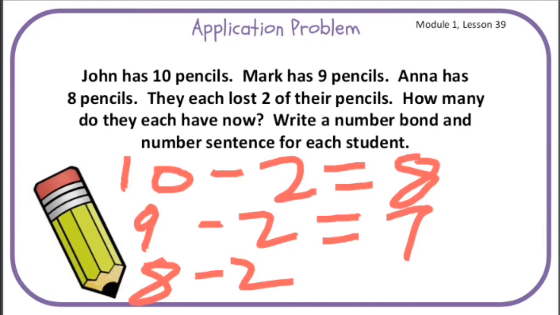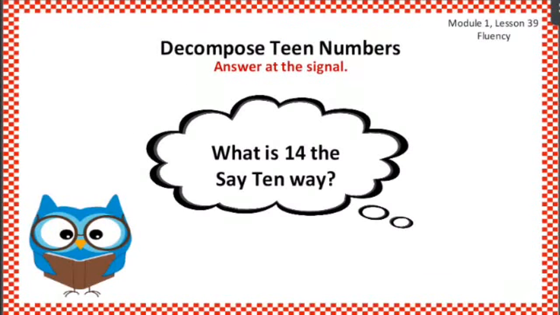And the last for Anna is going to be 2, 3, 4, 5, 6, 7, 8. And that will be 6 fingers. Very good. So we've gotten the answer. That means John has 8 pencils left. What about Mark? 7 pencils left. And what about Anna? 6 pencils left. Very good. Okay, so let's move on.